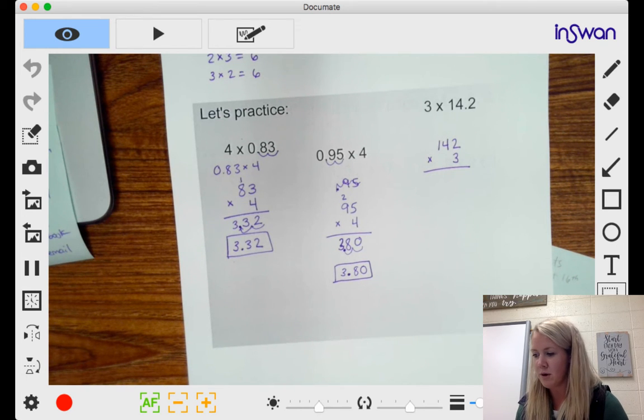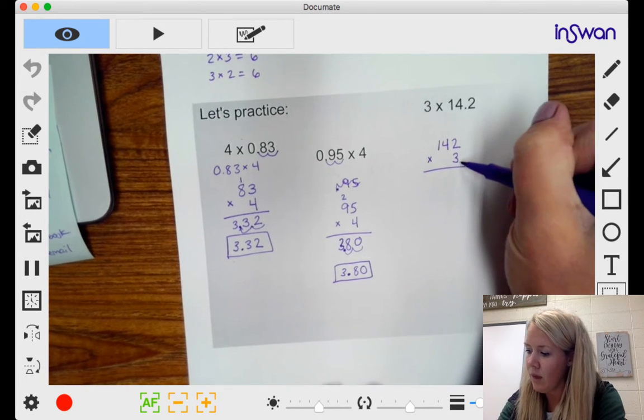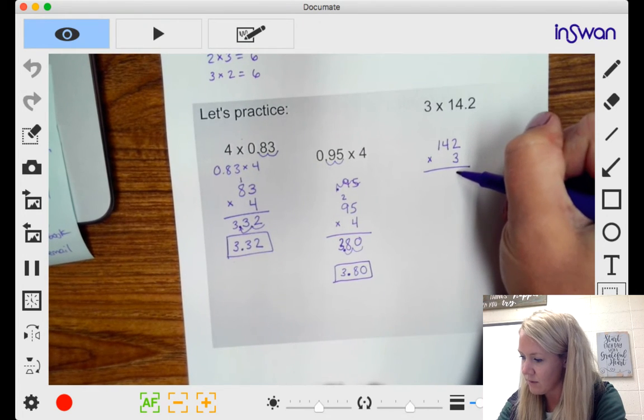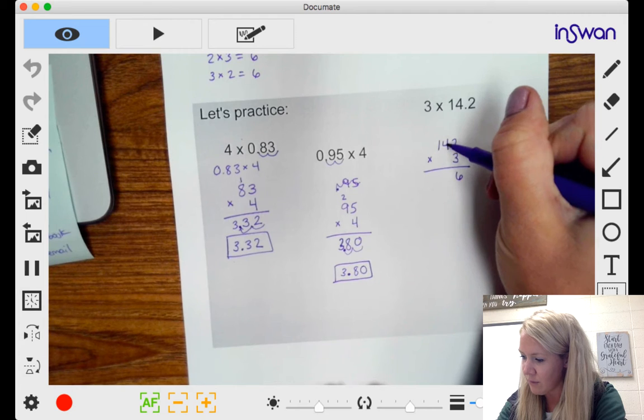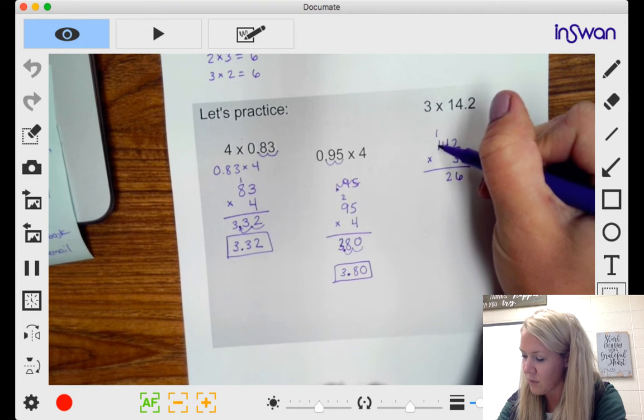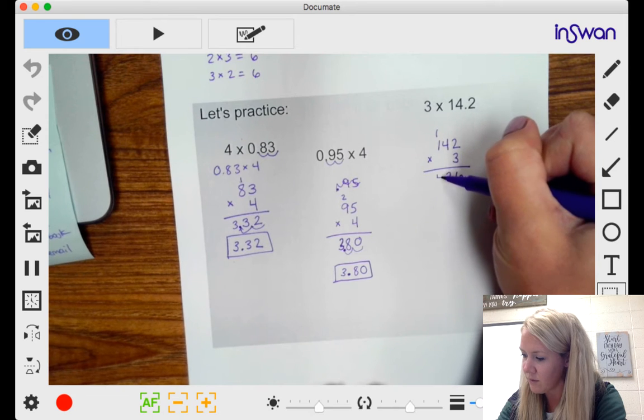So pause your computer. All right, here's your answer coming at you. So 3 times 2 is 6. 3 times 4 is 12. Carry the 1 up. 3 times 1 is 3, plus the 1 that was there is 4.